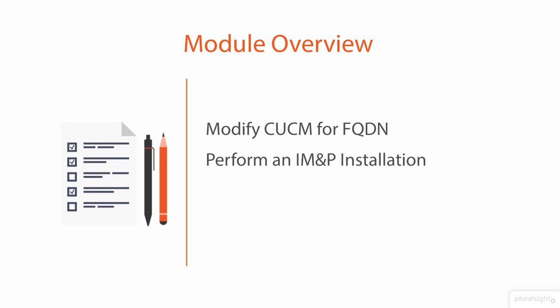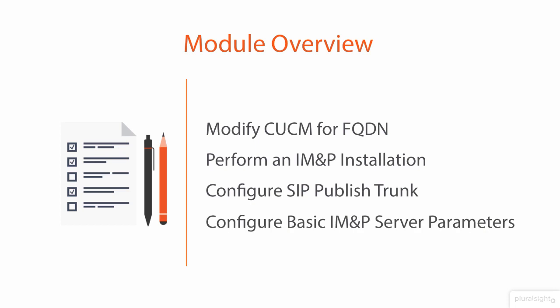We're going to perform an IM and Presence installation, starting with the operating system and walking you through the configuration wizard to the point of bringing up the web GUI. We're then going to configure the SIP publish trunk, or the IM and Presence publish trunk, on the Unified Communications Manager that will be necessary to facilitate presence status information and exchange of presence status between the CUCM and IM and Presence server.